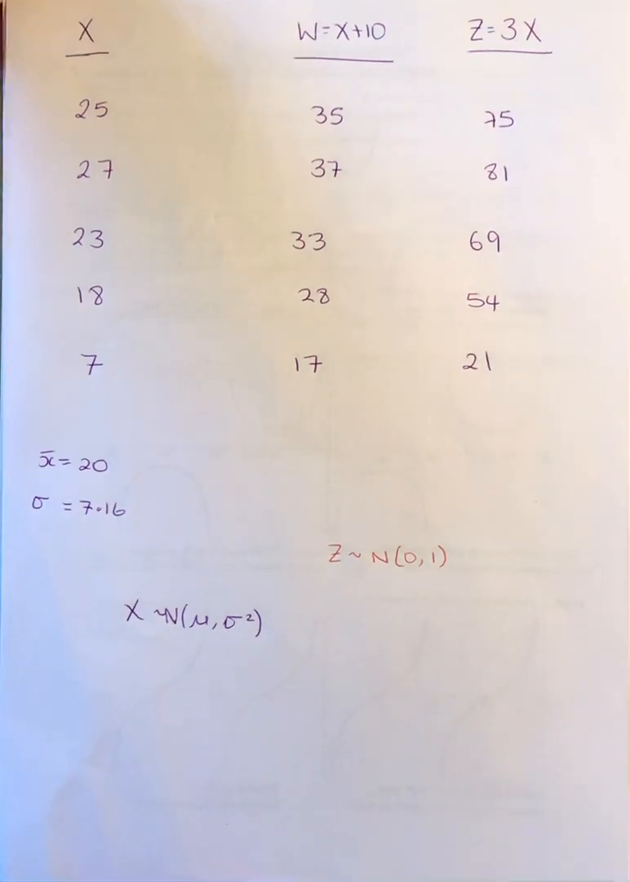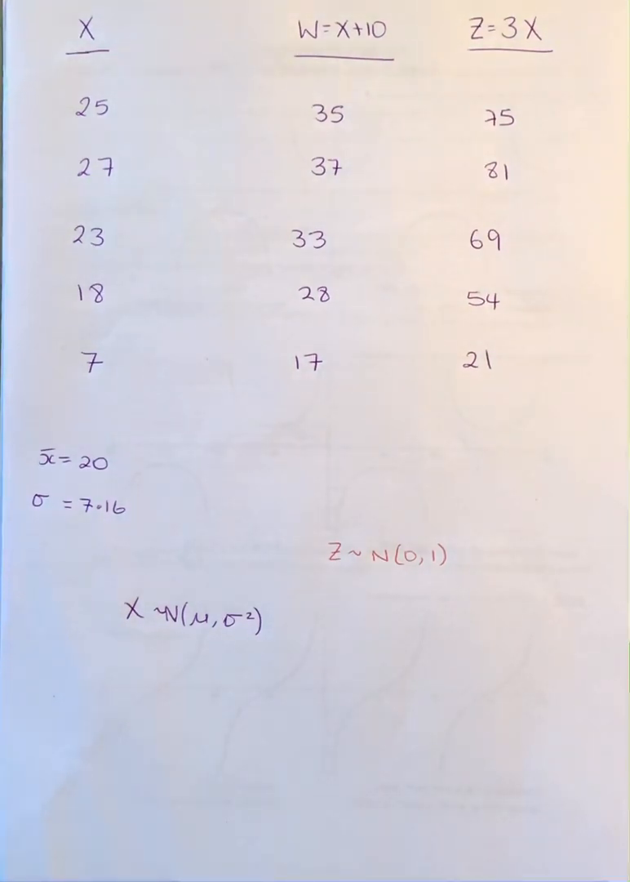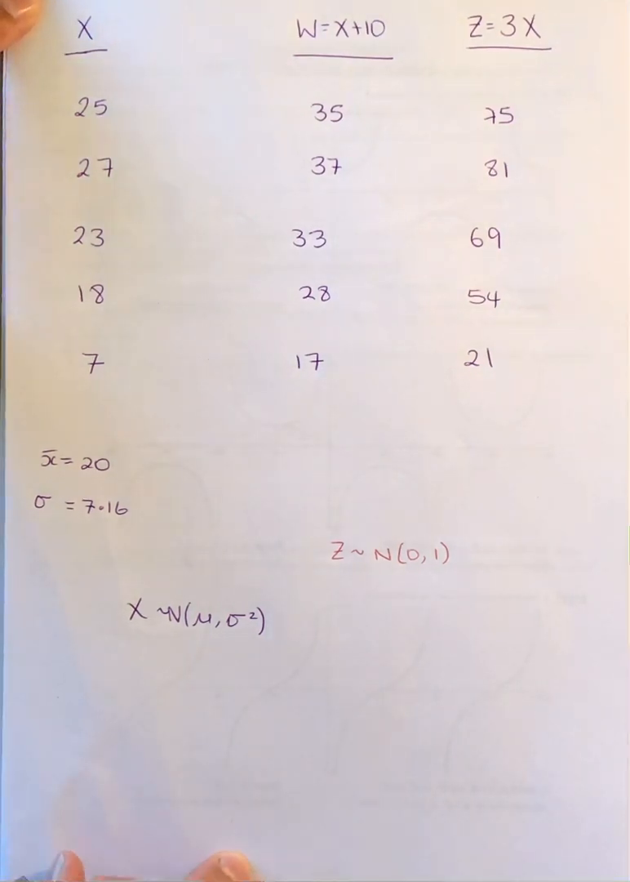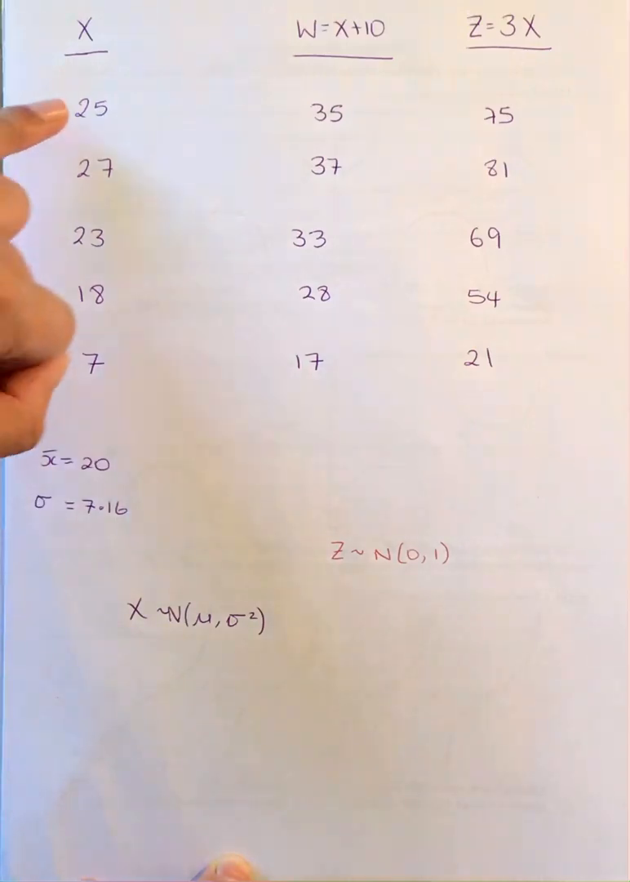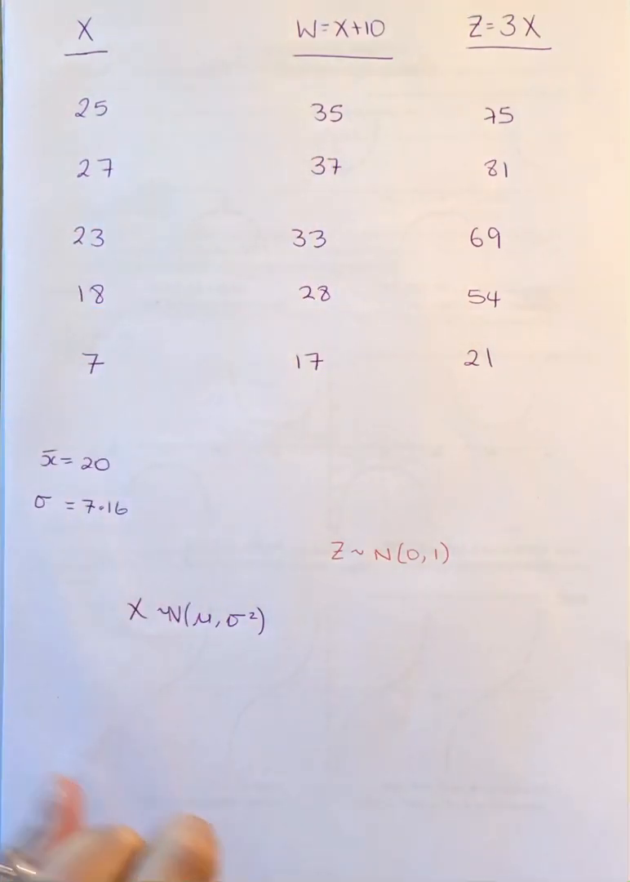We're going to start by looking at a quick reminder of how to code data. So coding data is just transforming it in some way. As an example, I've written a variable x and I've got 5 values for x and they add up to 100, so my mean value is 20 and my standard deviation, which I'd have to do on a calculator, is 7.16. Now I've made my variable w to be x plus 10, so I've added 10 to all of these values.